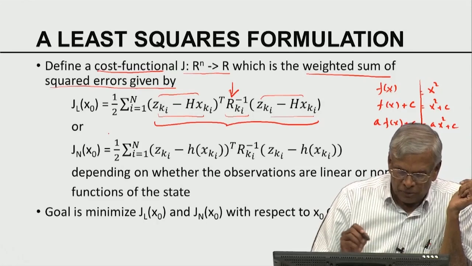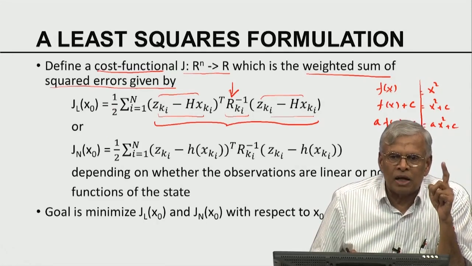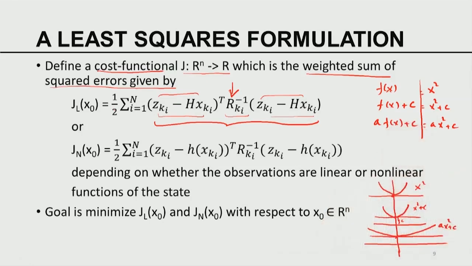So JL is the weighted sum of squares in the linear case. JN is the counterpart for the nonlinear case. Now look at the difference. The difference is essentially in this particular term.